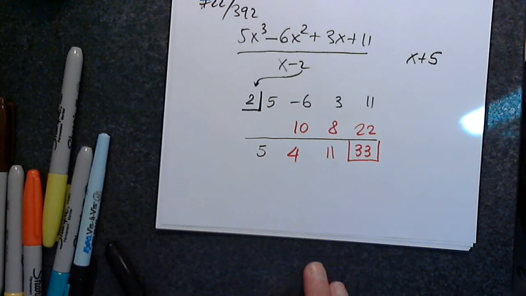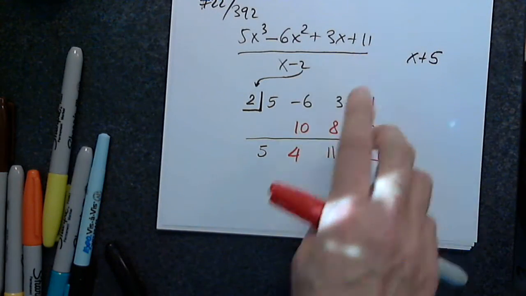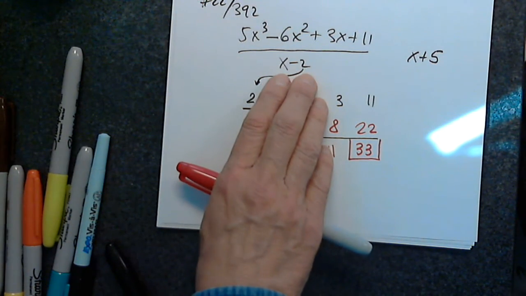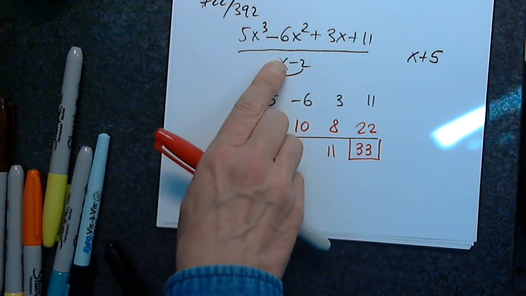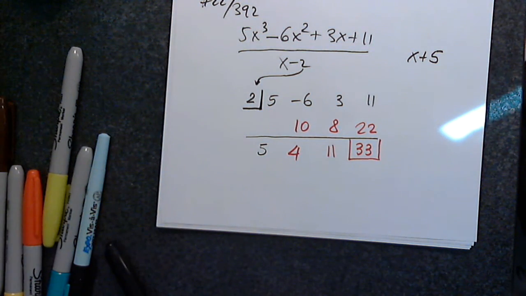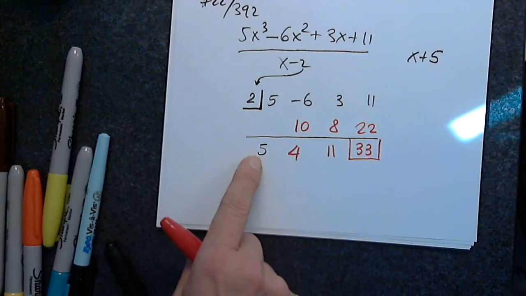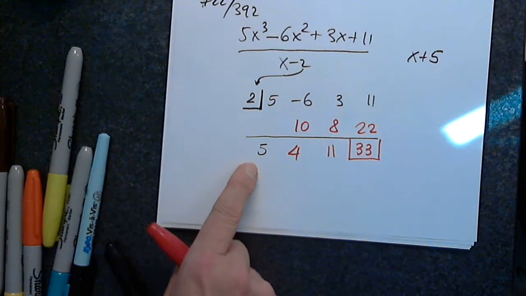Now, how do I know how to write the answer? Very, very easy. Again, what is the degree of the numerator? And what is the degree of the denominator? Degree 0 is for a number. So this is a linear function, degree 1, correct? Okay, so when I divide degree 3 by degree 1 in general, what degree do I get? 2. So this is the coefficient of what term?